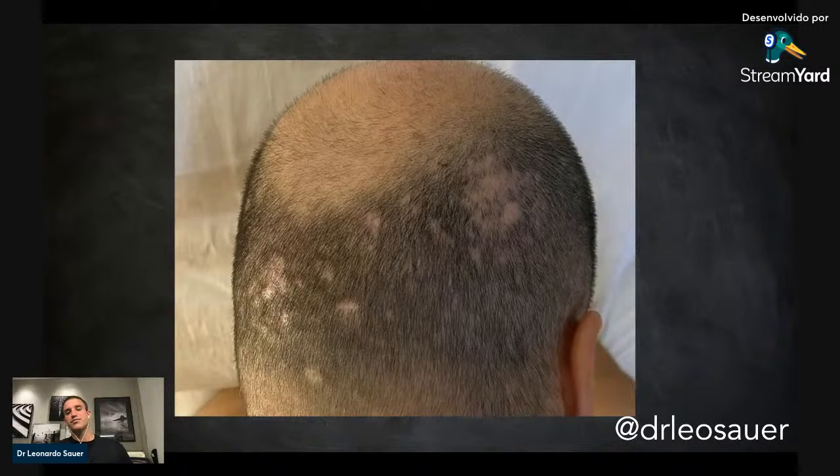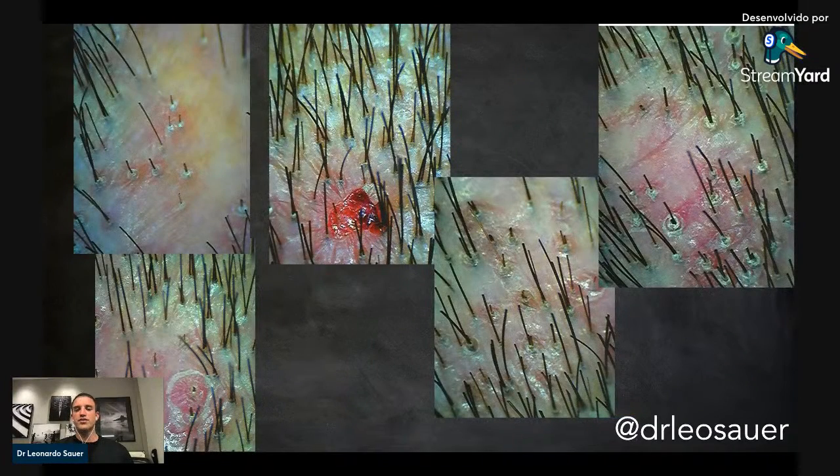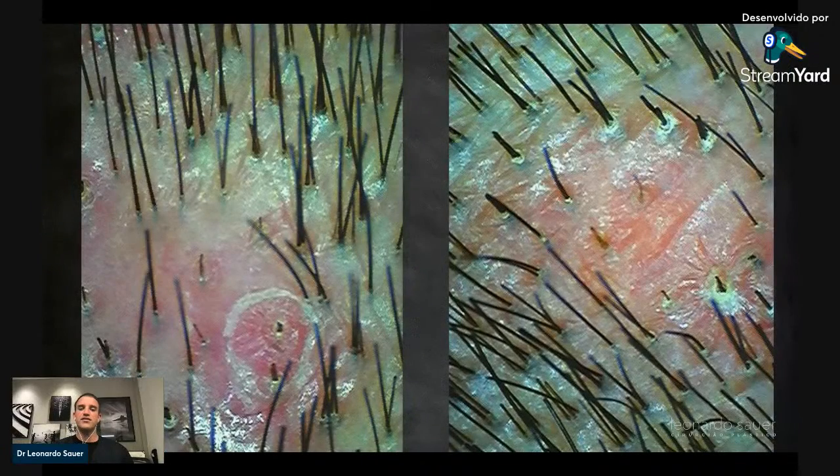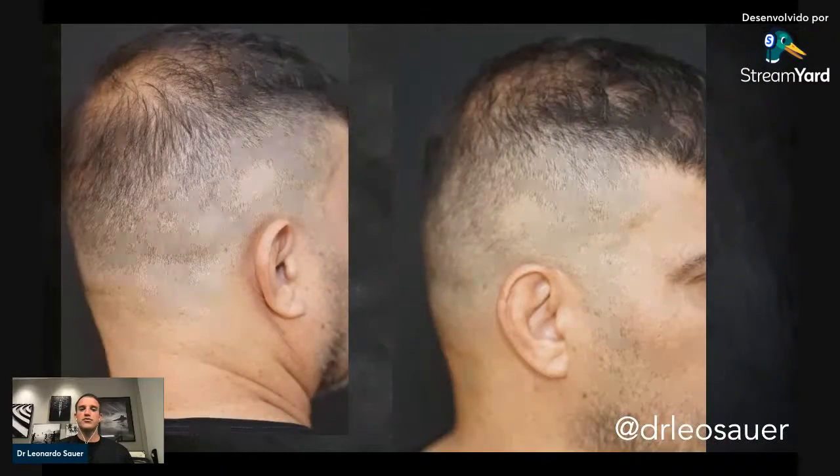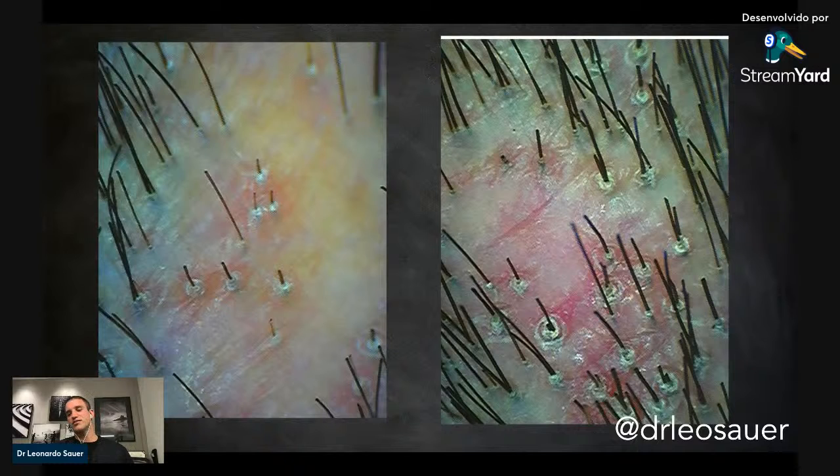This other patient presented with these areas of alopecia, and when we performed the trichoscopy, we identified primary cicatricial alopecia. So we referred him to the dermatologist, who made the diagnosis of folliculitis decalvans. This condition was a contraindication for hair transplant surgery.